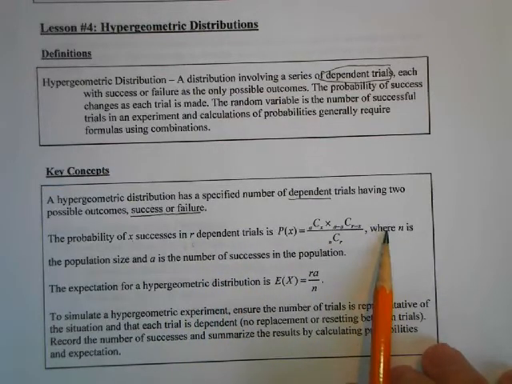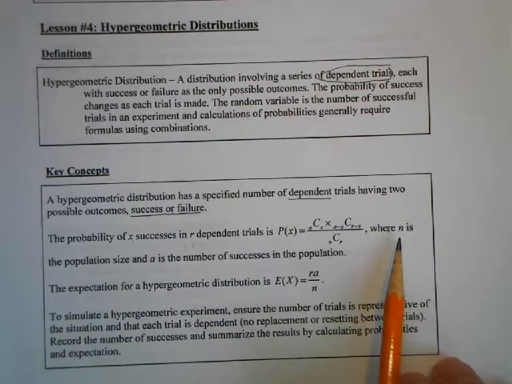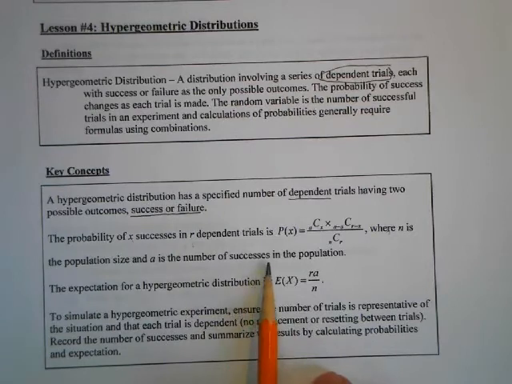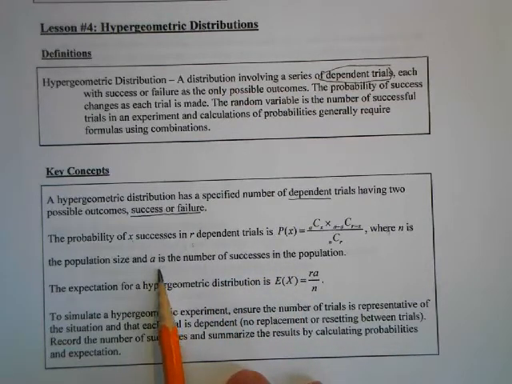n is the population size. So how many people could you possibly pick for that committee, maybe it's 25 people. So that's basically the total population size that you're able to draw from. If you're picking cards, that would be 52 because there's 52 cards in the deck. And a is the number of successes in the population. So that's not the probability of success, that's just the number of successes. And we'll see how we use that when we go through the examples.